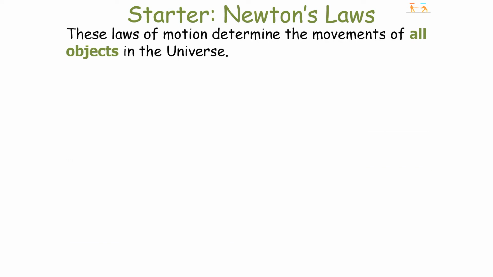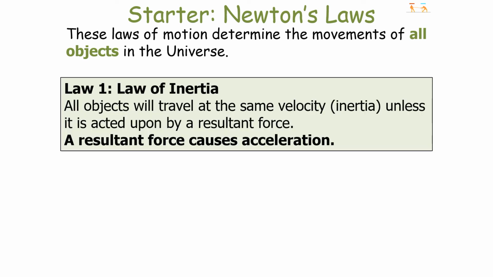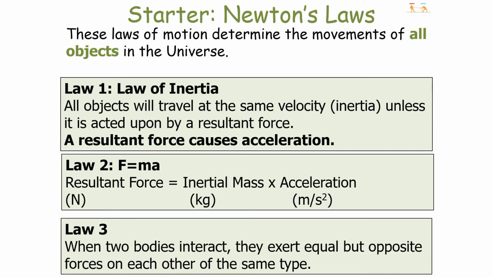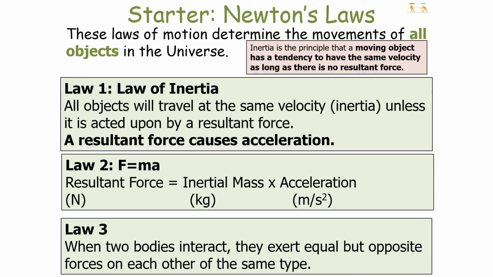So let's just recap these laws of motion. The first law, all objects will travel at the same velocity unless acted upon by a resultant force. A resultant force causes acceleration. In Law 2, F equals ma. The resultant force is equal to the inertial mass times the acceleration. And the third law, when two bodies interact, they exert equal but opposite forces on each other of the same type, where inertia is the principle that a moving object has a tendency to have the same velocity as long as there is no resultant force.